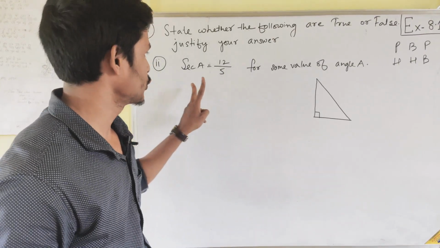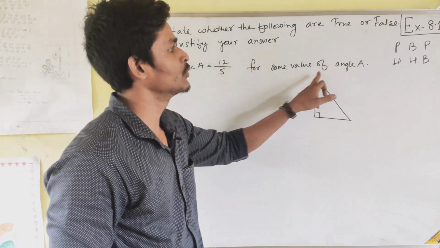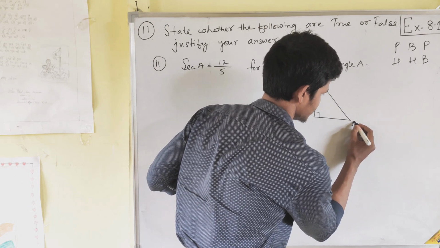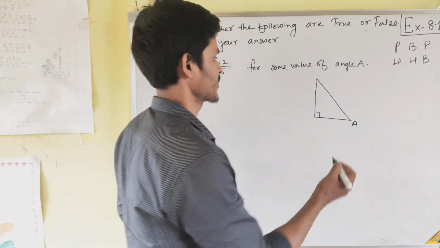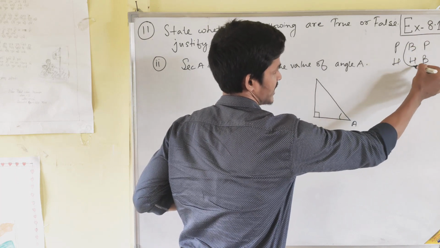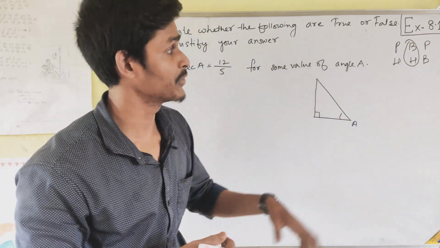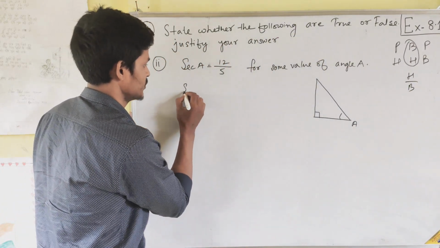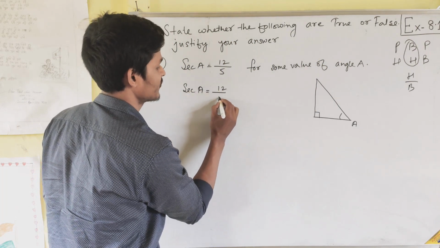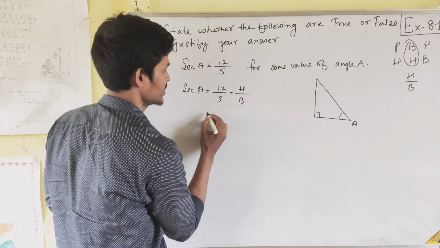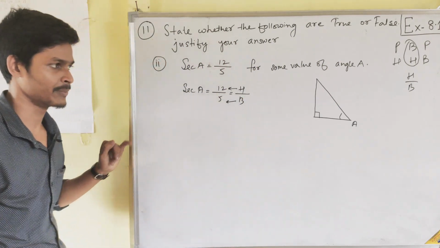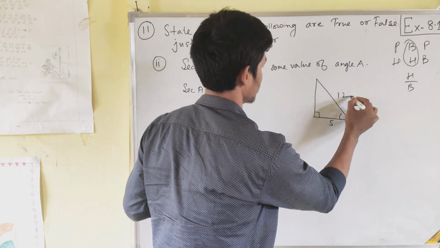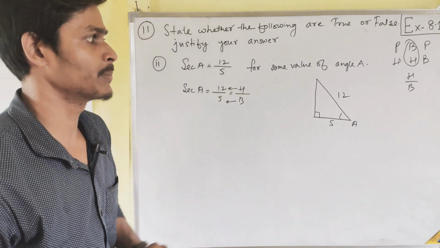Now number 2. Sec A equal to 12 by 5 for some value of A, some value of angle A. So let this be your theta, that is A, and you all know cos theta is base by hypotenuse. If cos theta is base by hypotenuse, then sec theta will be hypotenuse by base. Simple. So you write here sec A equal to 12 by 5. That means hypotenuse by base, so hypotenuse is 12, base is 5. Is it possible? Yes, it is possible for some value of angle A.